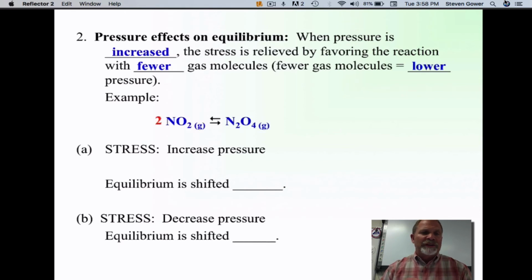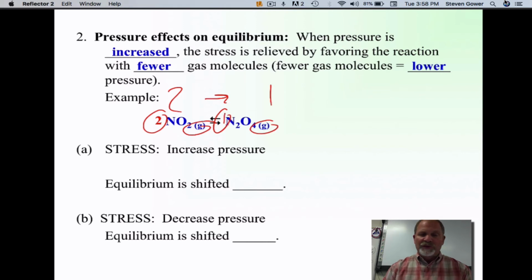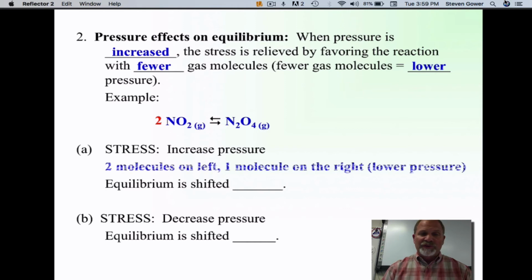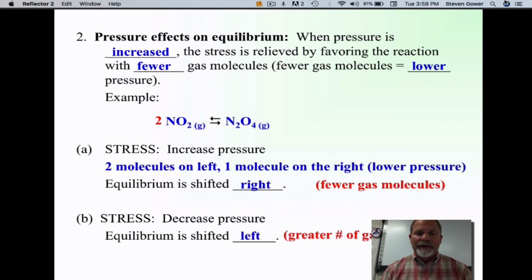Pressure only deals with one state of matter, and that state of matter is gases. All I'm adding up are coefficients, and my gases move from where there's more, 2, to where there is less, 1. It's a 2-to-1 ratio based upon the coefficients. So from where there's more gas to where there's less, when I relieve pressure, it goes back to the larger number. It would move back towards the 2 in this situation.